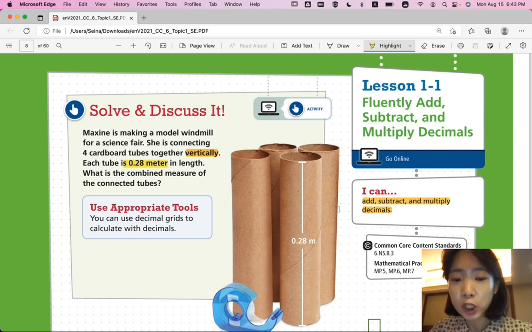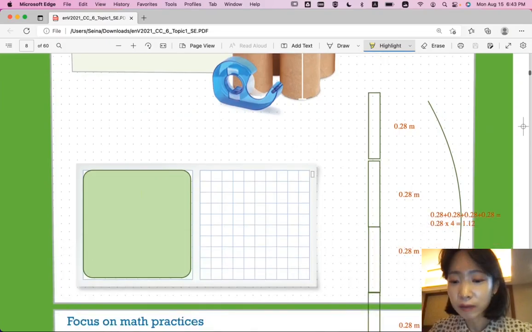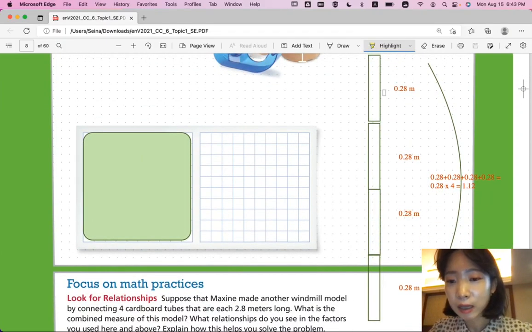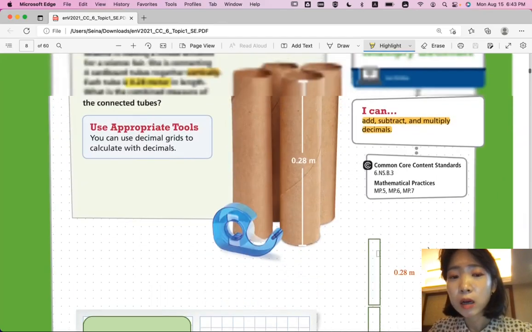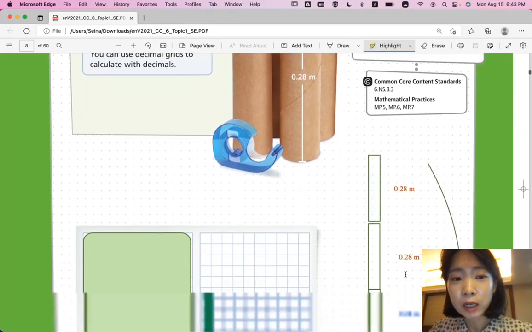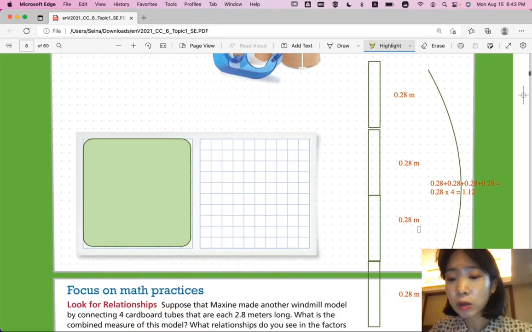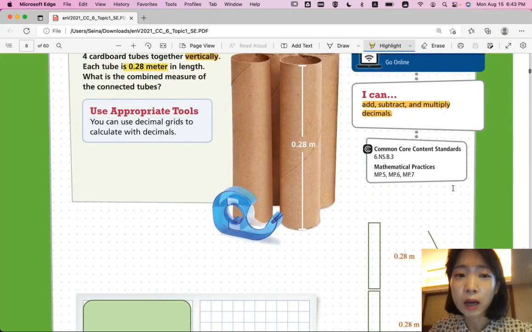So if you can see in the picture, there are 4 cardboard tubes that she's going to connect. I drew a diagram here. If you connect them vertically, you're going to connect them from top to bottom. And each of them is 0.28 meter in length. So the combined total would be 0.28 plus 0.28 plus 0.28 plus 0.28, which is also represented as 0.28 times 4. So altogether, it's going to be 1.12 meters.